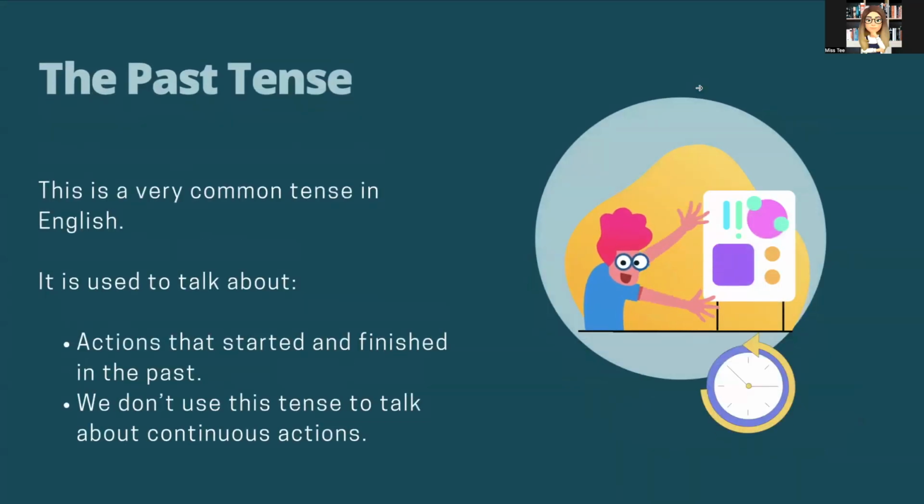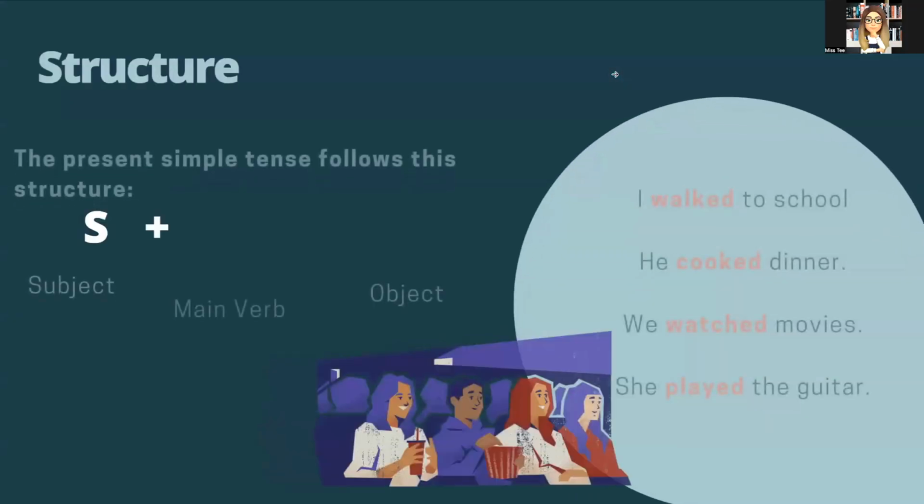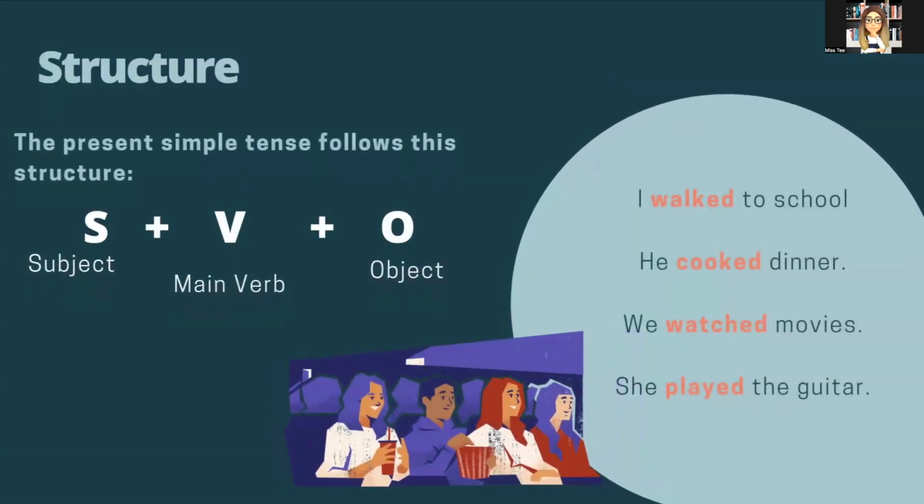So we are going to talk about what it is, when we use it, why we use it. So the past tense, this is a very common tense in English. It is used to talk about actions in the past. More specifically, it's used to talk about actions that have started and finished in the past. And we don't use this tense to talk about continuous actions. Just so you know, a continuous action is a long action that continues to be happening.